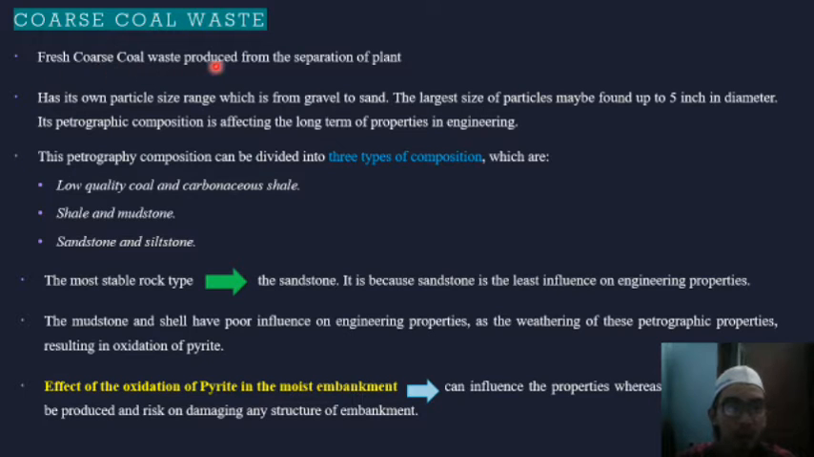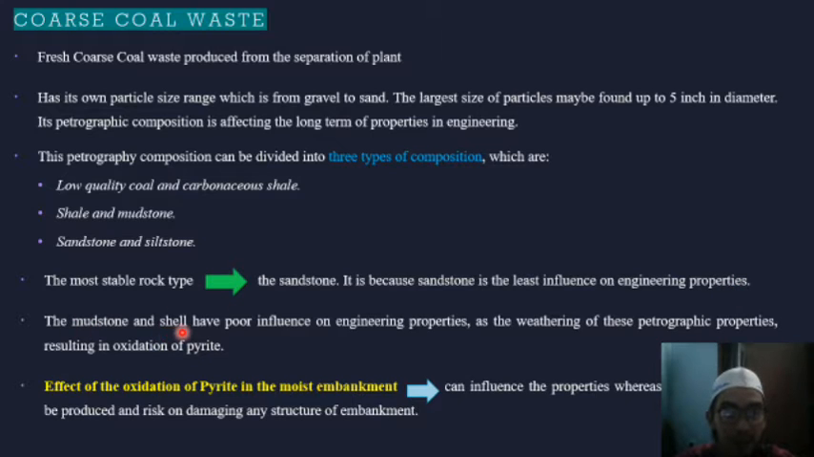Fresh coarse coal waste is produced from the separation plant. It has its own particle size range, from gravel to sand. The largest particles may be found up to 5 inches in diameter. Its petrographic composition affects the long-term engineering properties. This petrographic composition can be divided into three types: low quality coal and carbonaceous shale, shale and mudstone, and sandstone and siltstones. But from these three types of composition, the most stable rock type is sandstone, because sandstone has the least influence on engineering properties.